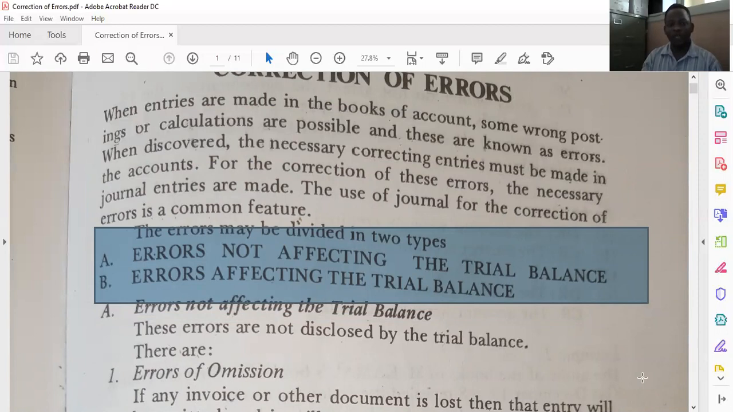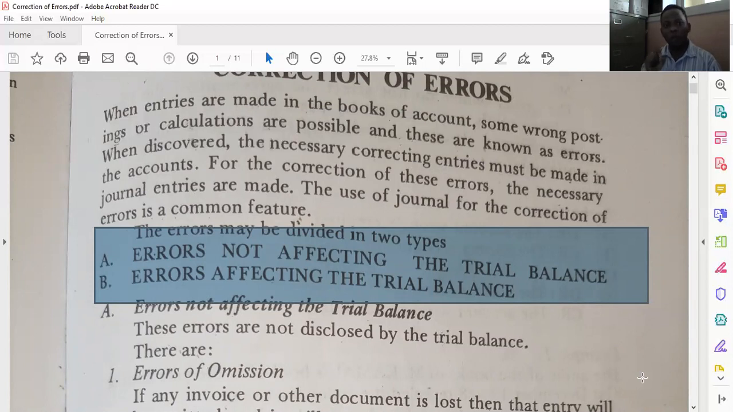So for the first ones, that is the errors not affecting the trial balance, you find that the trial balance will still balance. You know the trial balance ought to balance to show that our accounting procedure has been okay. But with these errors not affecting the trial balance, the trial balance will still balance. That is, the total of the debit side shall be equal to the total of the credit side. So these errors will not be disclosed at all by the trial balance, because the trial balance will still balance, indicating that there is nothing wrong with our books, yet there is something that is wrong. So we need to identify these errors and correct them, yet they do not affect the trial balance.